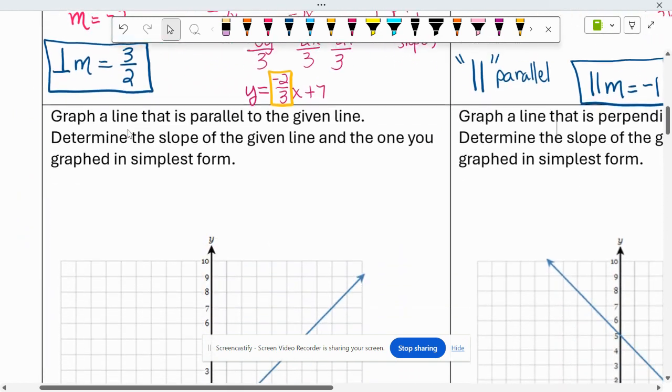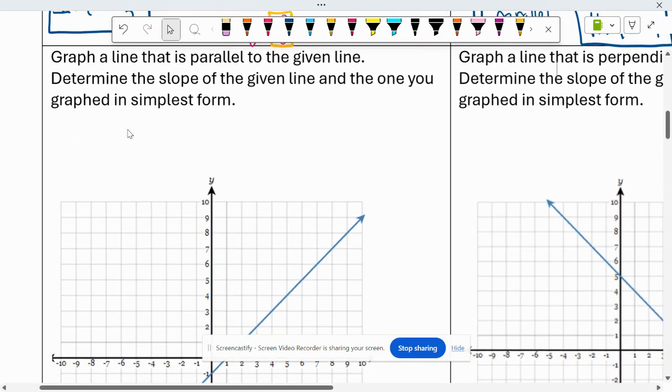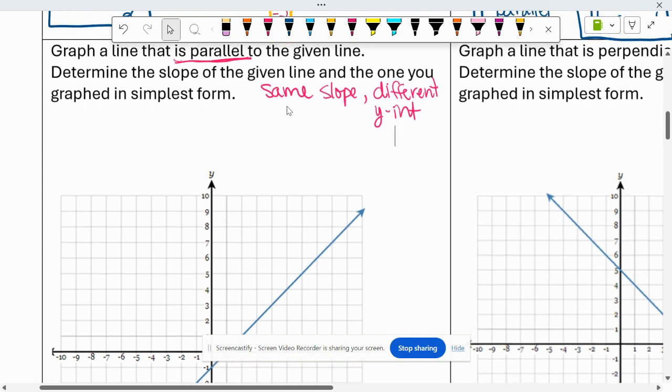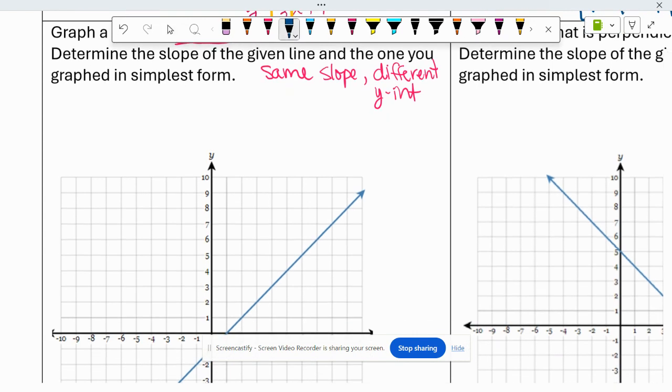I'll make sure you guys get a copy of filled out notes too, just so you can fill out what you missed. So this next one says graph a line that's parallel. What do we know about parallel lines? Same slope, different y-intercept. That's what we're looking for. So we're going to graph any line that's parallel to the given line. Okay.